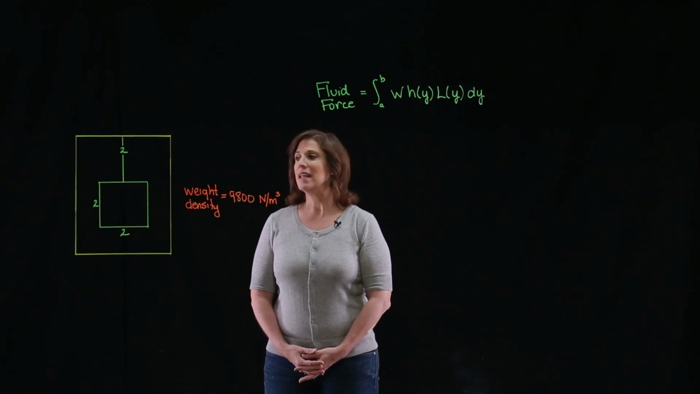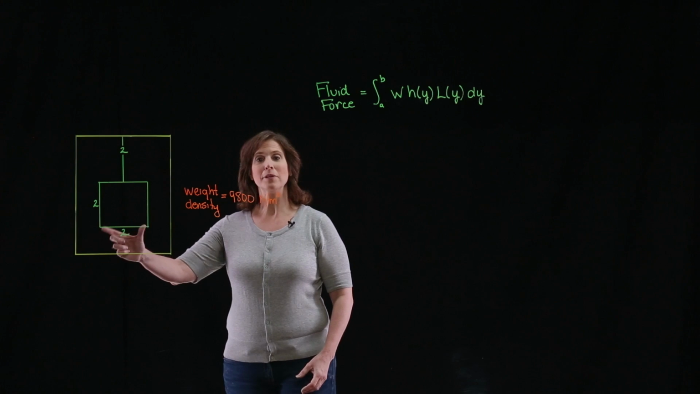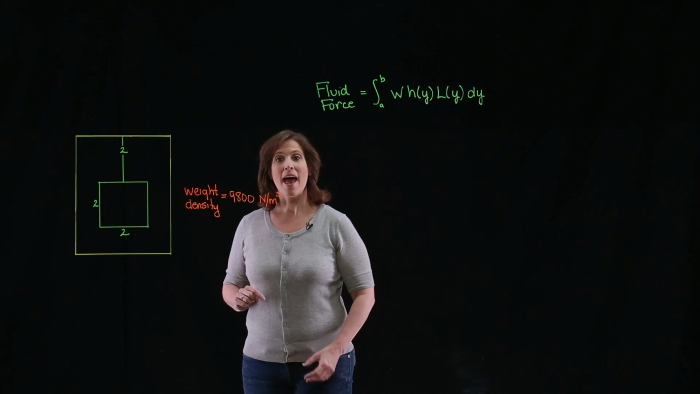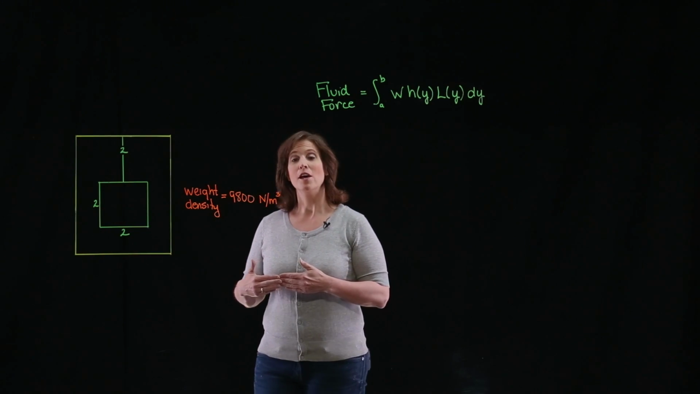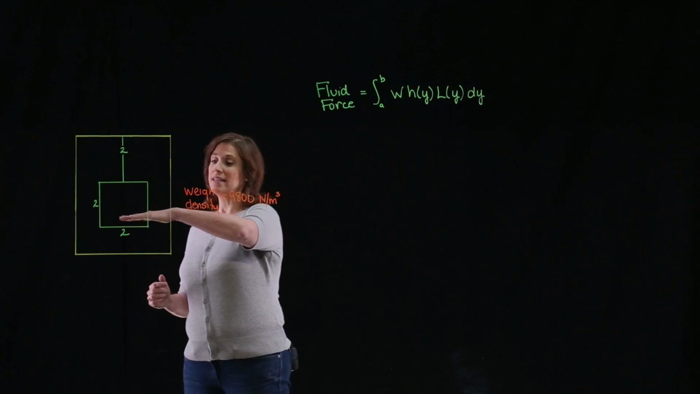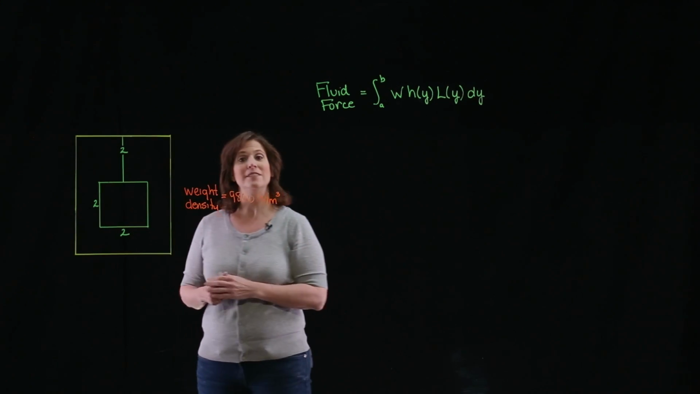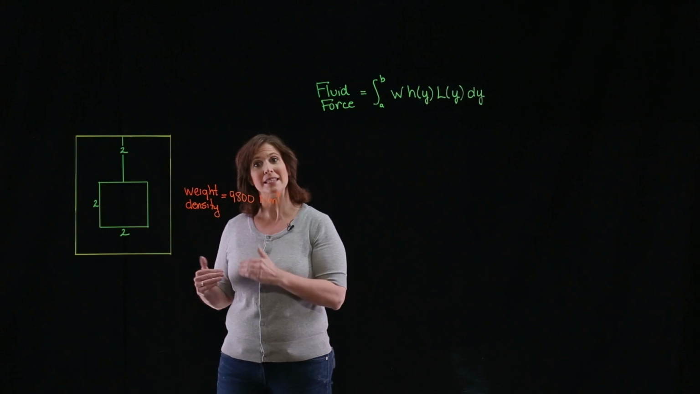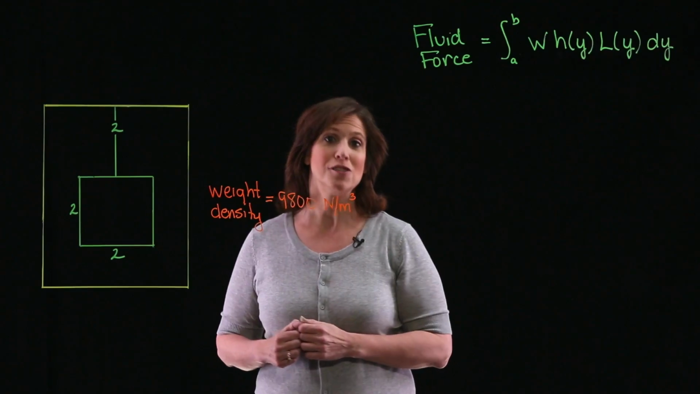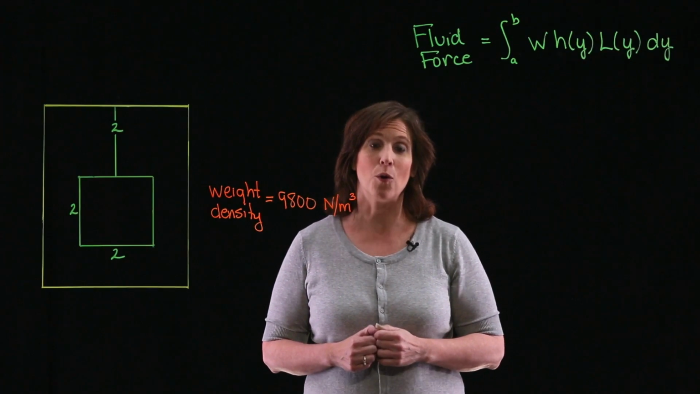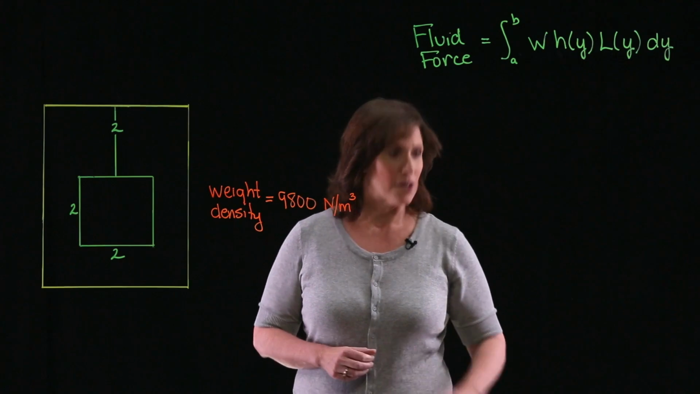In this problem, we're asked to find the fluid force of a plate that's submerged in water. In this particular example, our plate is a 2x2 square and it's being submerged vertically. So that means that different levels of the plate will have different amounts of pressure because it will be at different depth levels. So to find the fluid force, we're going to need an integral.